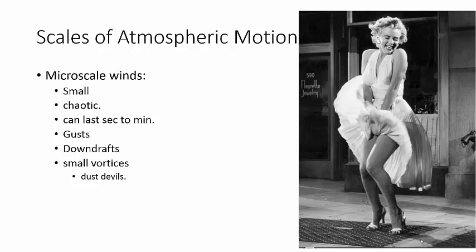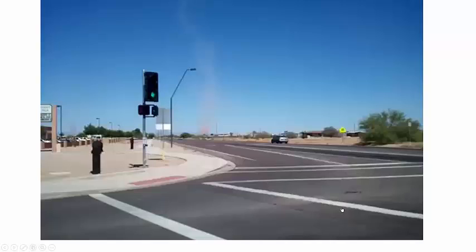So microscale winds are small and chaotic, and they last seconds to minutes. Gusts are a great example, as are downdrafts and even some dust devils. You see the famous picture. There's definitely some sort of gust coming up here, and that would be a microscale wind. Here's one that you could argue is micro or mesoscale.